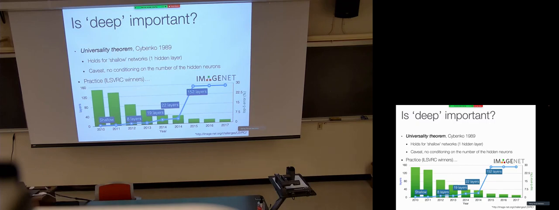And this even holds, apparently, for shallow networks under some conditions, of course. We're not going into details of the conditions, but under some conditions, neural networks can be universal approximators of the true function. This is the key takeaway.